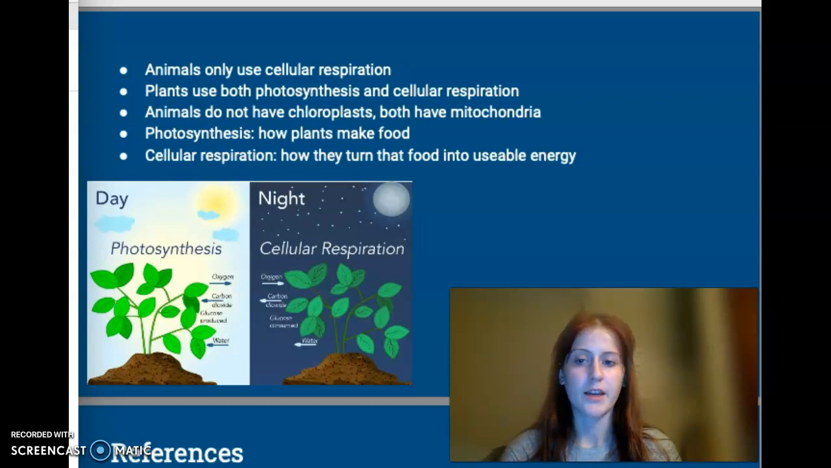Animals, on the other hand, cannot use photosynthesis since they do not have the chloroplasts that are necessary to create their own food. Instead, they must consume glucose that they can find within plants or other organisms that have eaten the plants. However, both plants and animals have mitochondria where cellular respiration takes place.